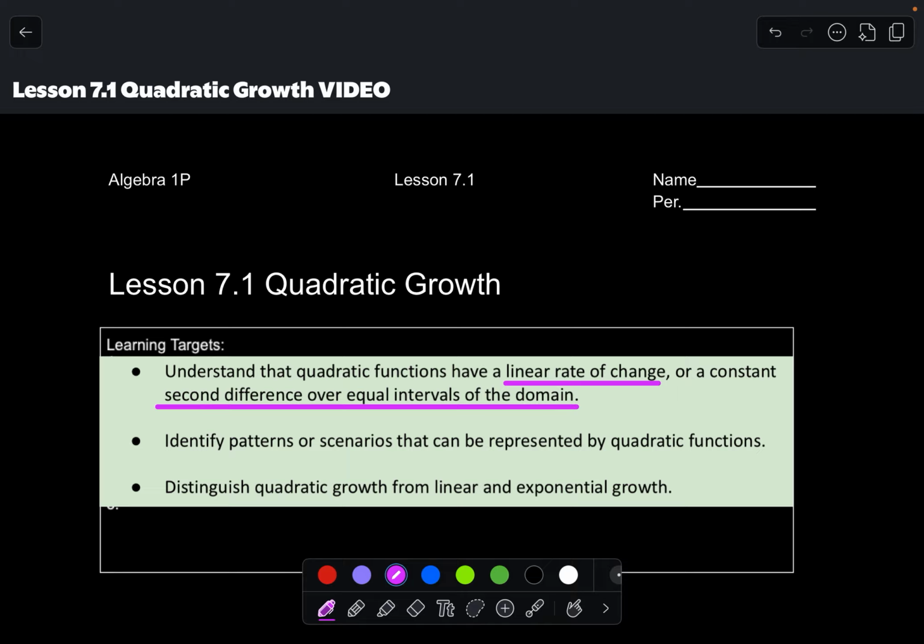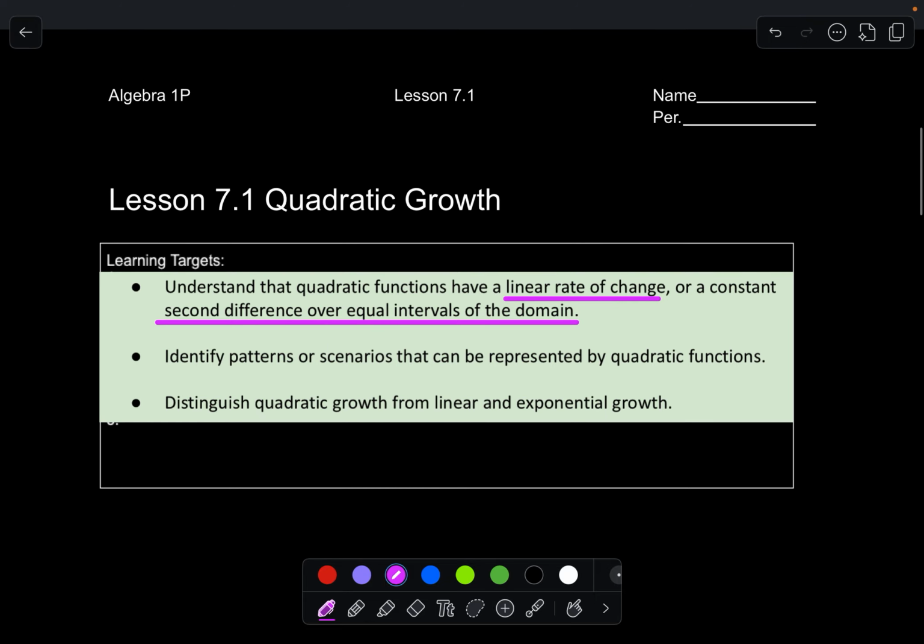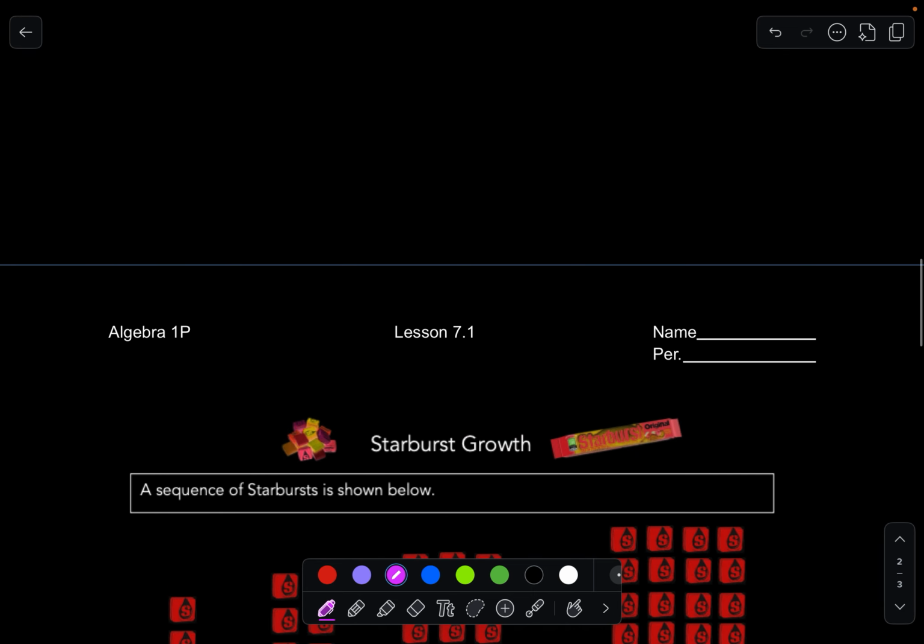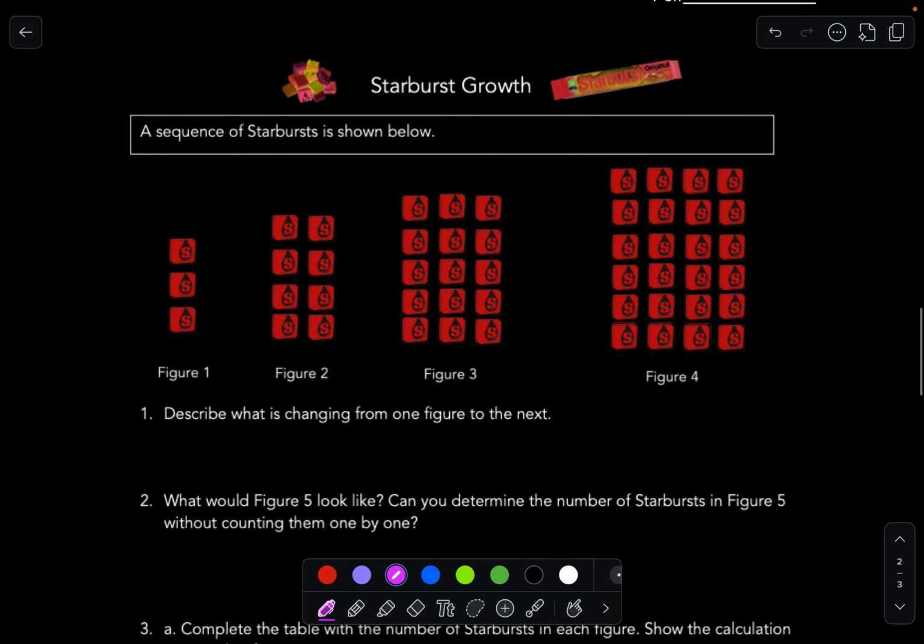We're going to identify patterns or scenarios that can be represented by quadratic functions, and we're going to distinguish quadratic growth from linear and or exponential growth. Okay, so moving on, here's our activity.